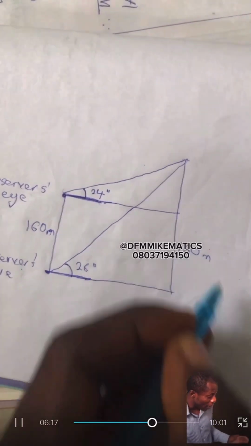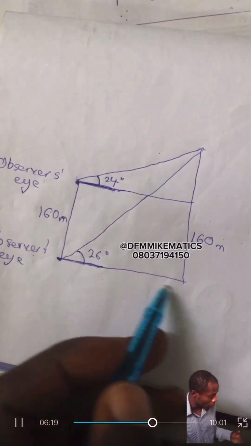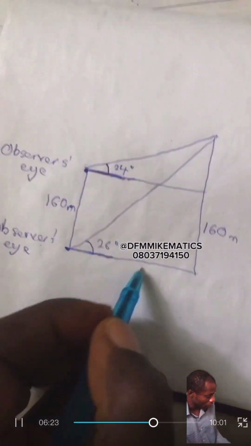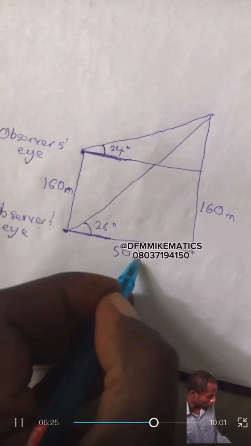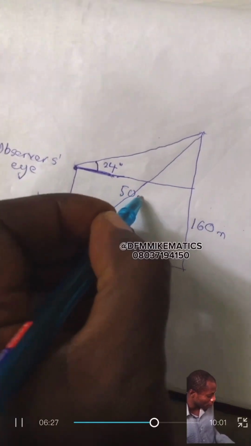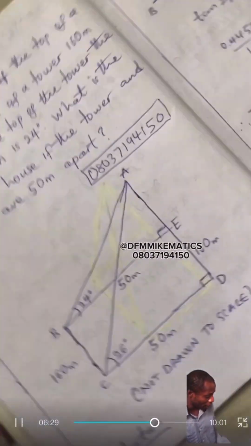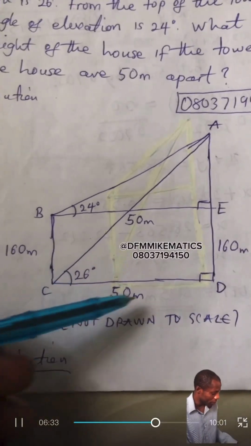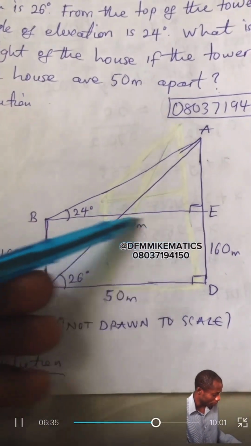And they gave us the gap, the distance between the house and the tower. And they said it is 50. They said 50 meters apart. So here will be 50 meters apart. That's the distance between the tower and the house. So if here is 50 meters, here will go 50 meters also.